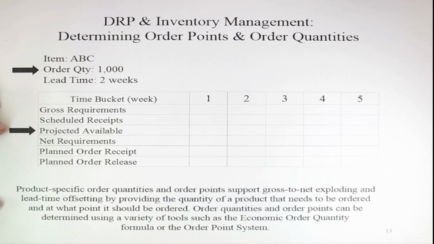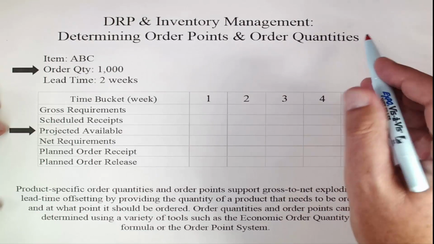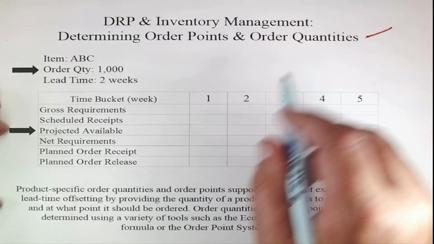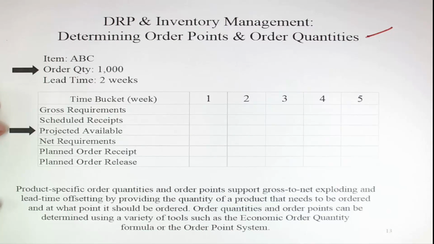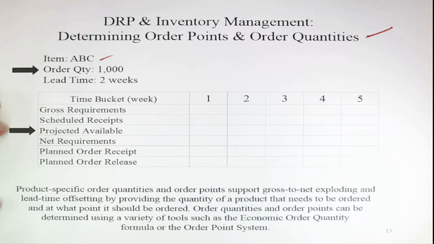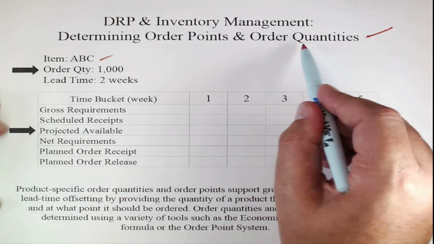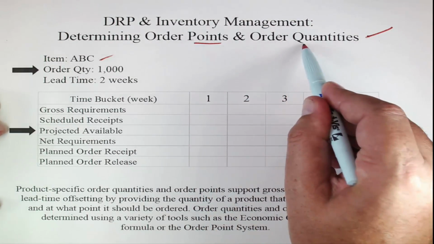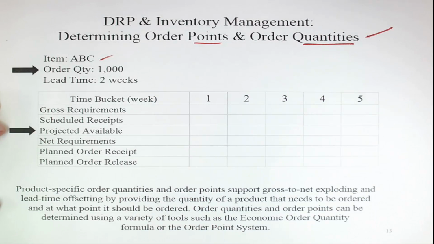So here we are again with the product table. Should be relatively familiar now, but we're going to be focusing on how we illustrate the importance of order points and order quantities. At what point in the depletion of inventory on a specific product, ABC here, do we place an order, and in what quantity do we make that order? So order points and order quantities.